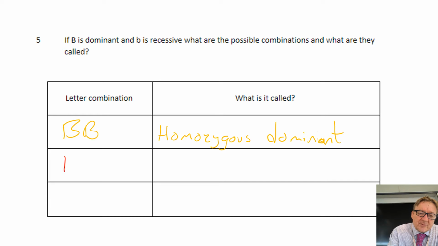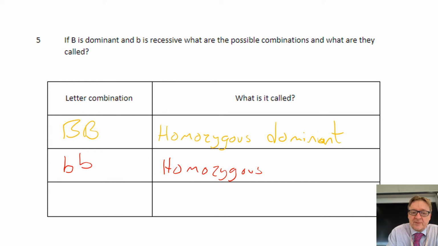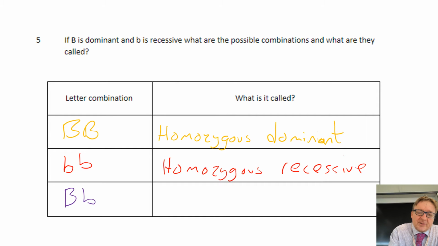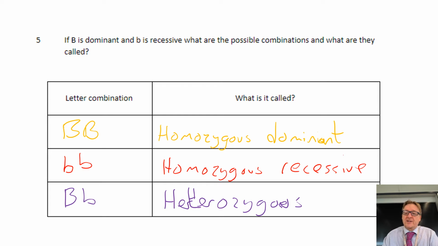Another combination, I'm just going to do little b, little b, because they're both the same, homozygous, and because they're little, recessive. Okay, that kind of means they're not as strong. And the final one is big B, little b, which is heterozygous. All right, heterozygous means you've got one of each.